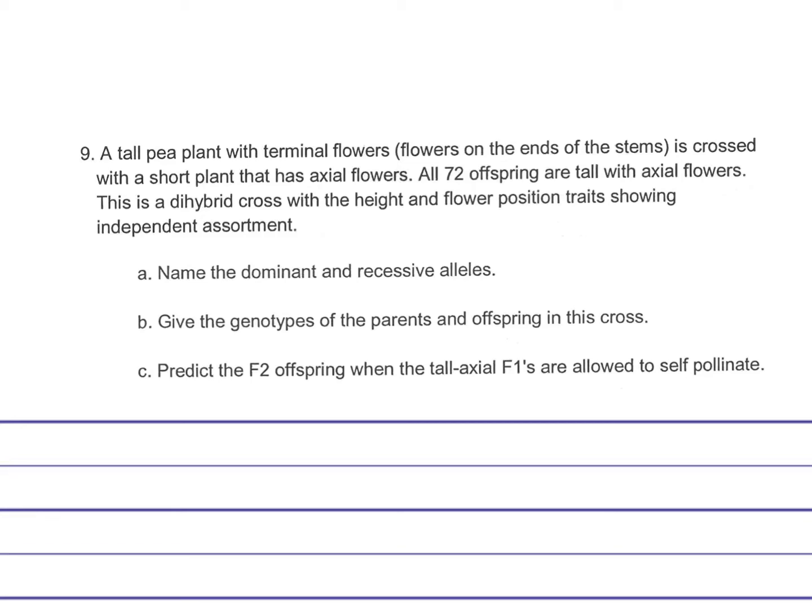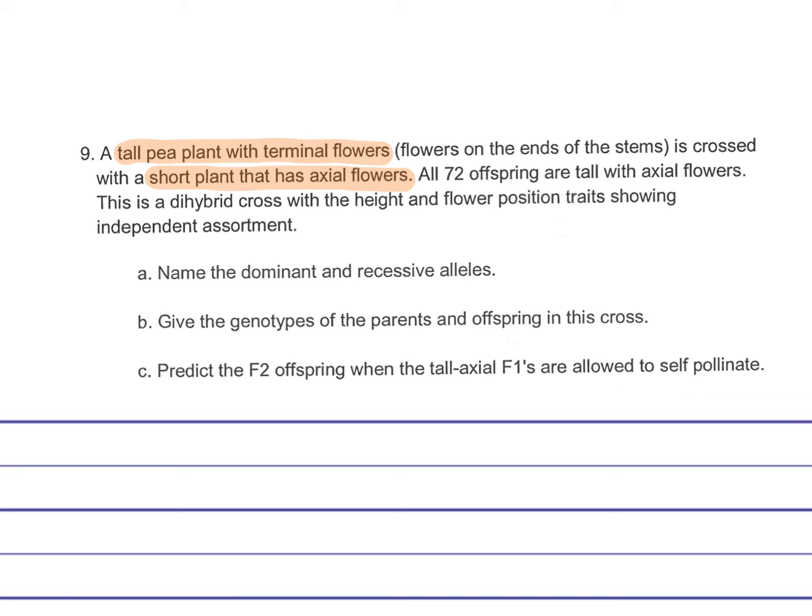This next question is a slightly more typical genetic cross that you'll get, with not just a Punnett square. So let's see what information we're given. A tall pea plant with terminal flowers. So we've got plant height and position of the flowers. Here they're at the end of the stem. Is crossed with a short plant that has axial flowers.